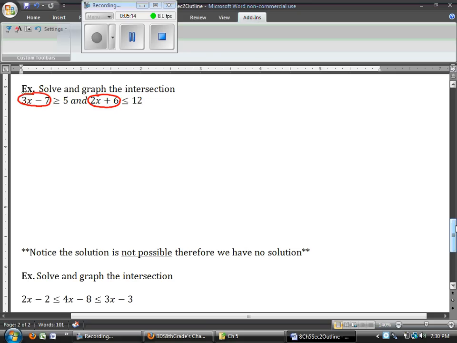are not the same. They're both different. So I can't write this as one sentence. I had to use the word and. You can see right there. Okay? But I'm still going to solve each part just like I normally would.